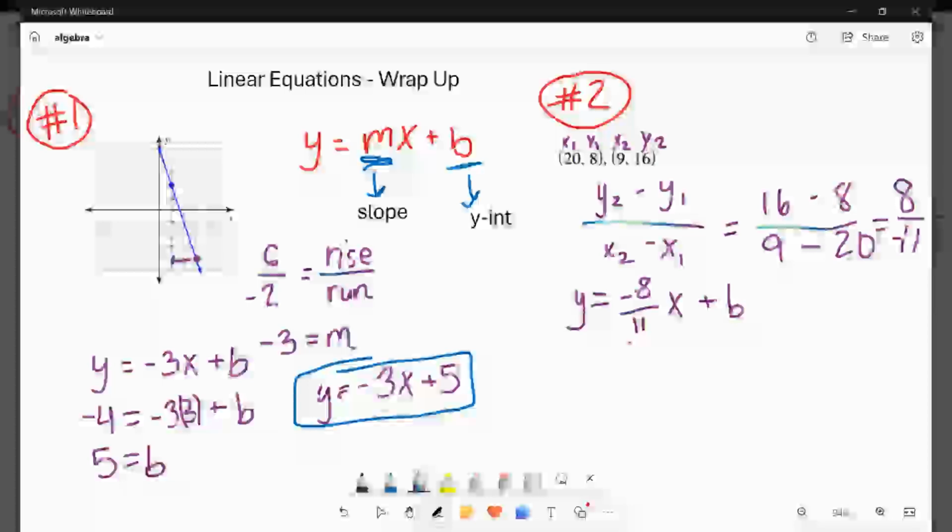Same exact thing. Let's plug in 9, 16. Why not? I don't know. I don't think having a fraction is as friendly, but that's okay. So I'm going to plug in 9 for my x and 16 for my y, and solve for b.